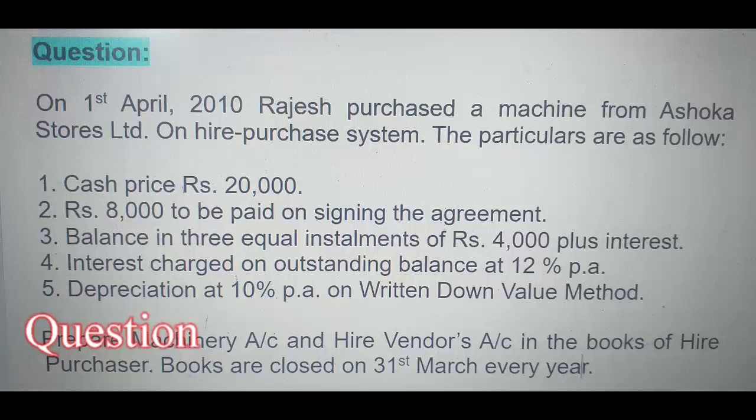Let's understand the question. On 1st April 2010, Rajesh purchased a machine from Ashoka Store Limited on hire purchase system. The particulars are as follows. First, cash price rupees 20,000, rupees 8,000 to be paid on signing the agreement, balance in 3 equal installments of rupees 4,000 plus interest, interest charged on outstanding balance at the rate of 12% per annum, depreciation at the rate of 10% per annum on written down value method. Prepare machinery account and hire vendor's account in the books of hire purchaser. Books are closed on 31st March every year.